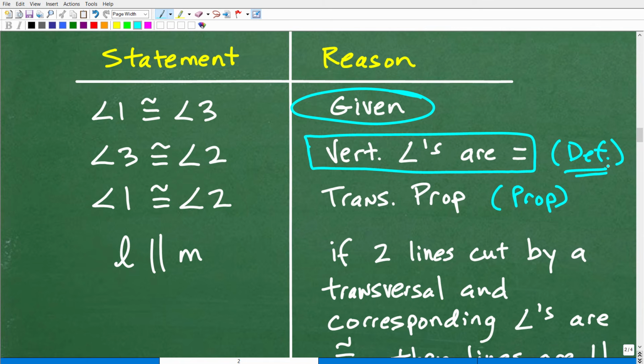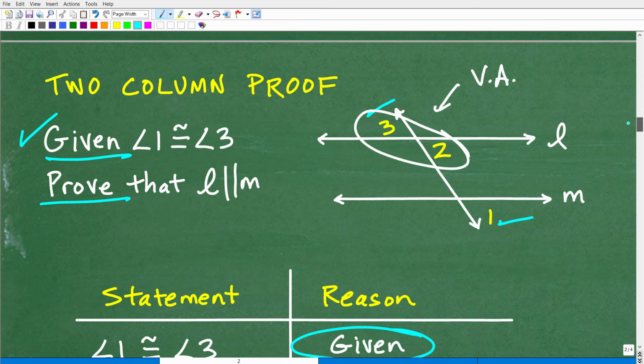Okay. All right. So somewhere along the lines you learned about vertical angles. That is a definition. So now let's move on to our next statement. I'm going to say angle 1 is congruent to angle 2. Now that I made that point, 3 is equal to 2. 3 is also equal to 1, so therefore 2 is equal to 1.